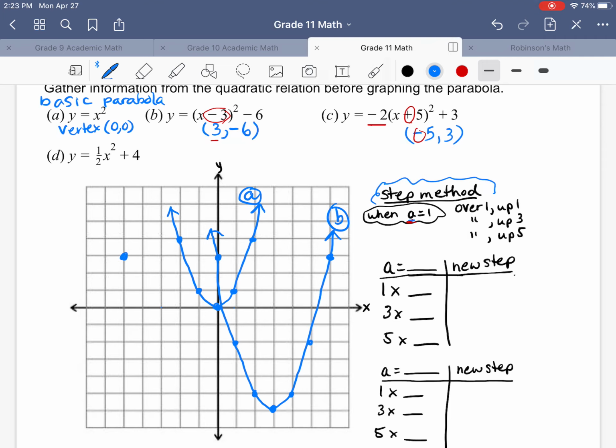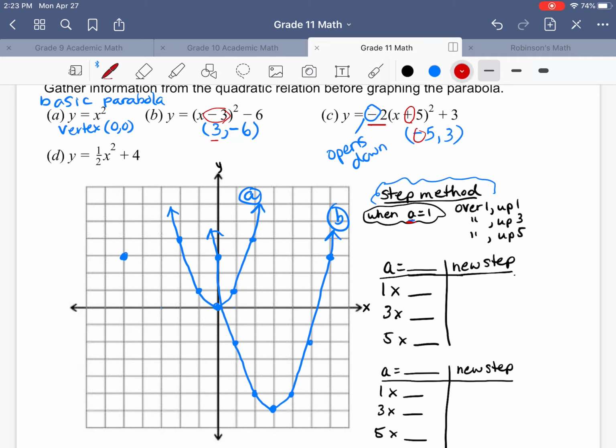So we can look at the equation and gather the information for the vertex. We also see that we're going to have to calculate a different step because our A value is not 1. And the negative sign in front, so here we have this -2, this means that our parabola opens downward. Okay, so the two we've done so far open upwards. This one opens downward. So that means when we do our step, we're not going to be going up, we're going to be going down.